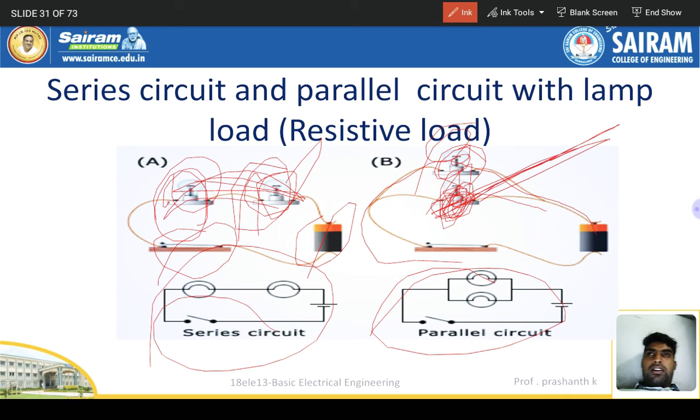For example, decorative lighting, LED lighting. What happens if a short circuit occurs? Automatically it will contact, like a short occurs, so that lamp will be shorted, right? So the decorative lamps are using a series connection.